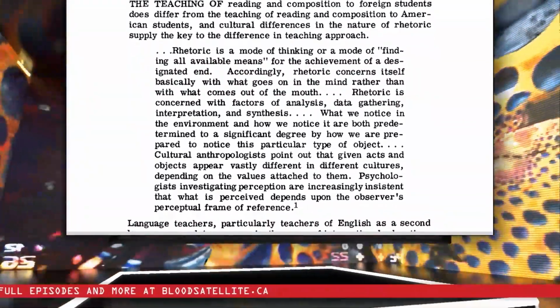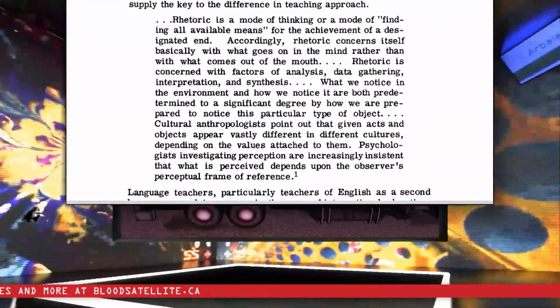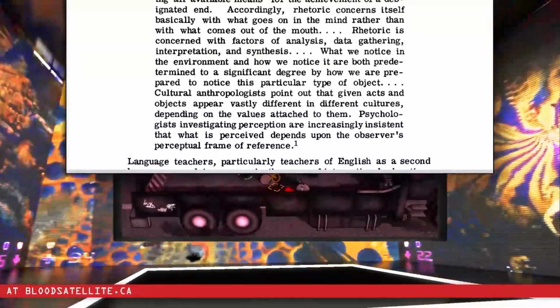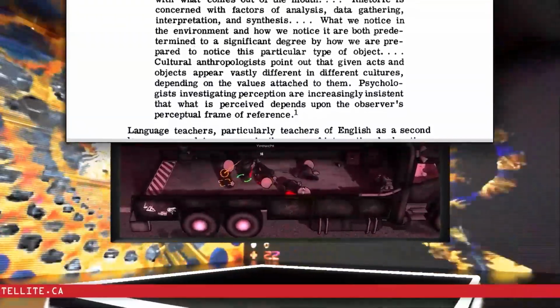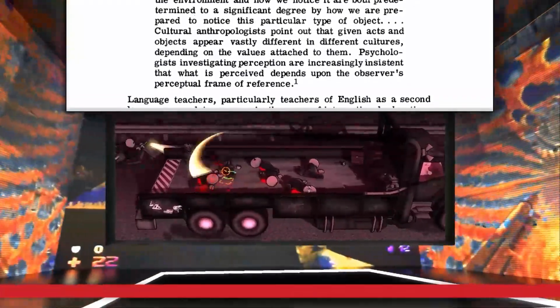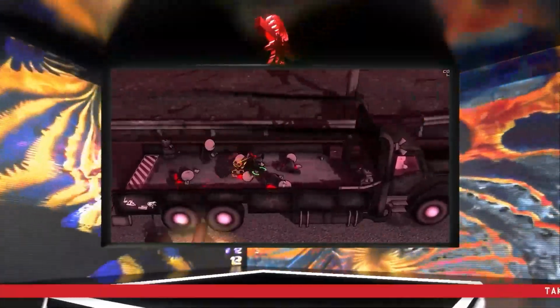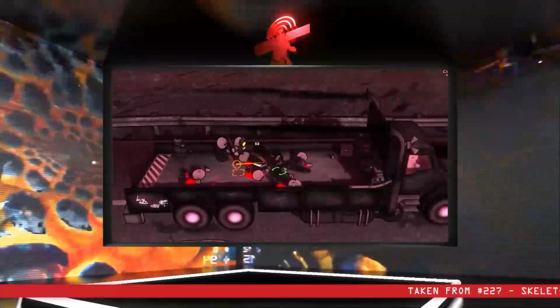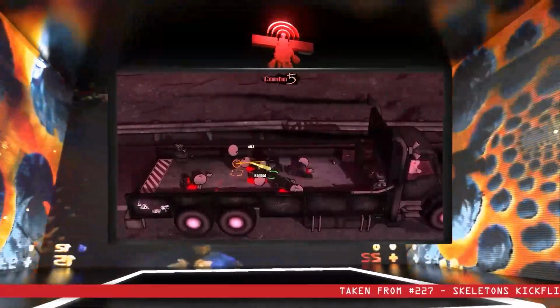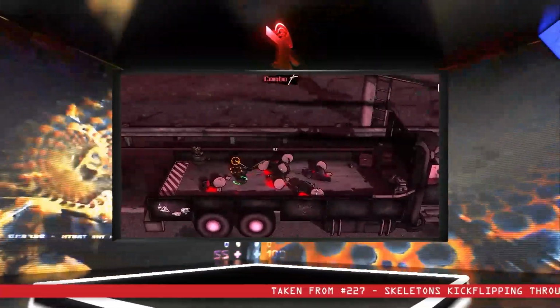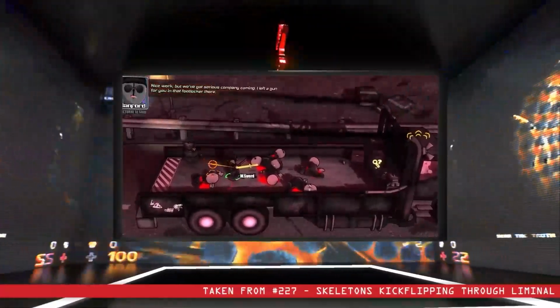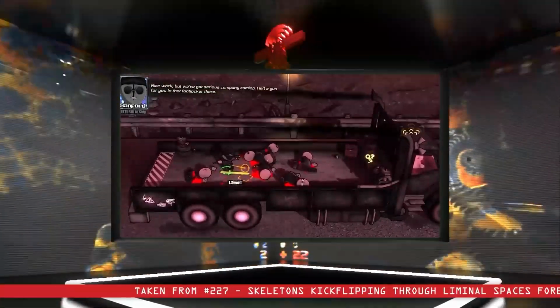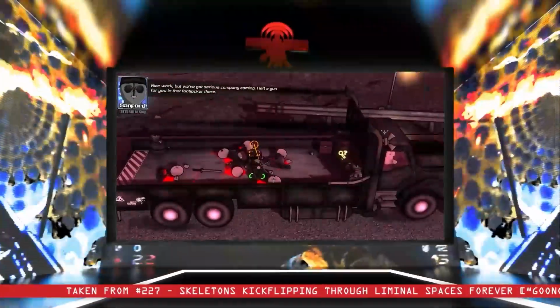The teaching of reading and composition to foreign students does differ from the teaching of reading and comprehension to American students, and cultural differences in the nature of rhetoric supply the key difference in the teaching approach. Language teachers, particularly teachers in English as a second language, are latecomers in the area of international education. And I'm just going to stop quoting it there.